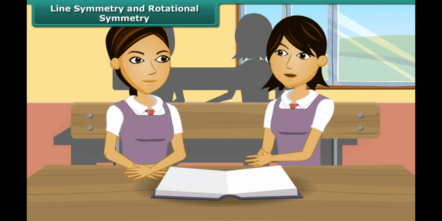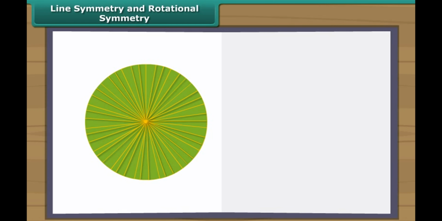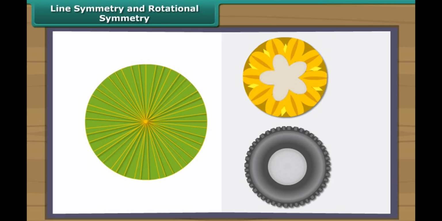Do you know which the most perfect symmetrical figure is? Is it circle? Yes, the circle is the most perfect symmetrical figure. It can be rotated around its center through any angle and at the same time it has unlimited number of lines of symmetry. Observe these circle patterns. Every line through the center forms a line of symmetry and has rotational symmetry around the center for every angle.